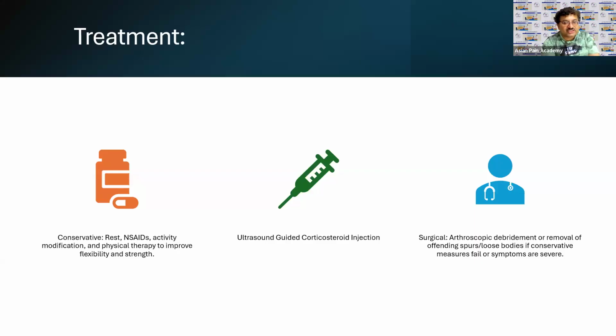Treatment is initially conservative, then we can go for an ultrasound guided corticosteroid injection. If there is fluid in the olecranon bursa, we can aspirate it under ultrasound as well, and then go for the corticosteroid injection. In some cases we might require arthroscopic debridement at that area.